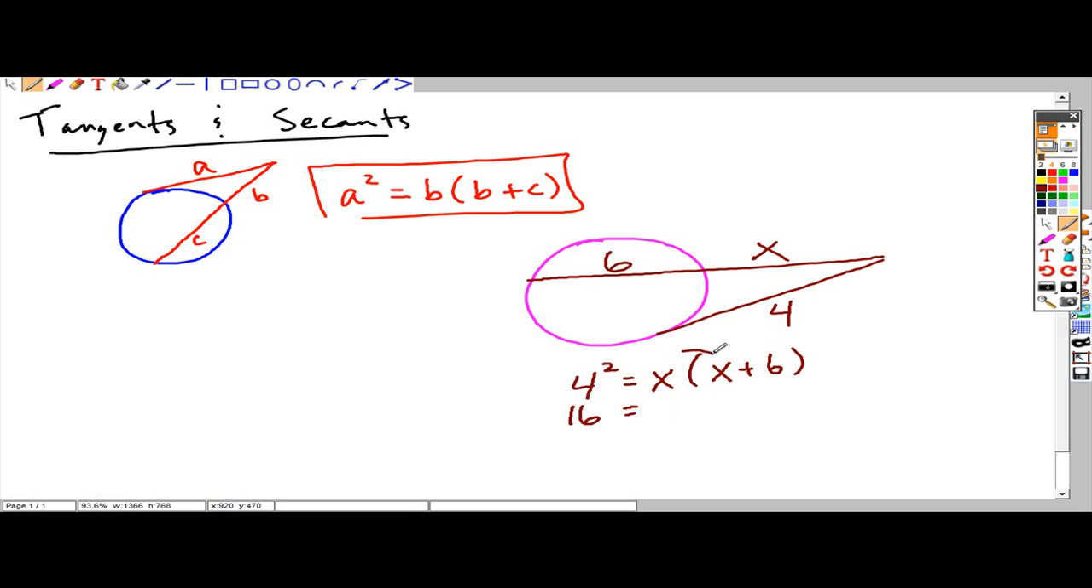Square 4, distribute your x, you get x squared plus 6x. Move everything to one side, so you're solving this quadratic equation. So we subtract 16 from both sides. What we can now do is look to factor and apply the zero product rule.